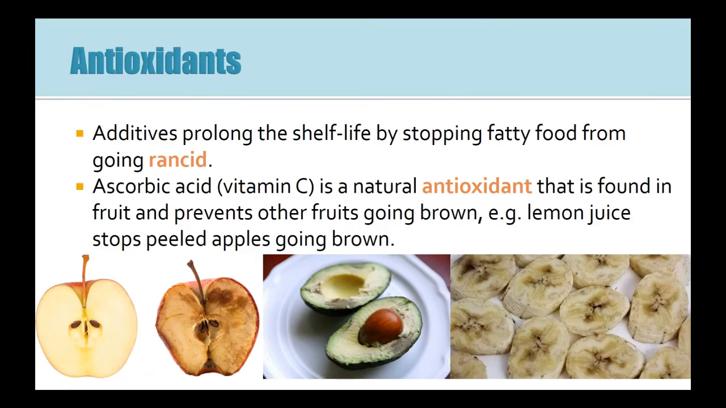So they help prolong the shelf life by stopping fatty acid from going rancid. So meat, for example, ascorbic acid is a natural antioxidant that is found in fruit and will prevent fruit from going brown. So when you see that brown tinge that you get on an apple, that's actually the oxidation process, and using vitamin C will help to prevent that from happening.